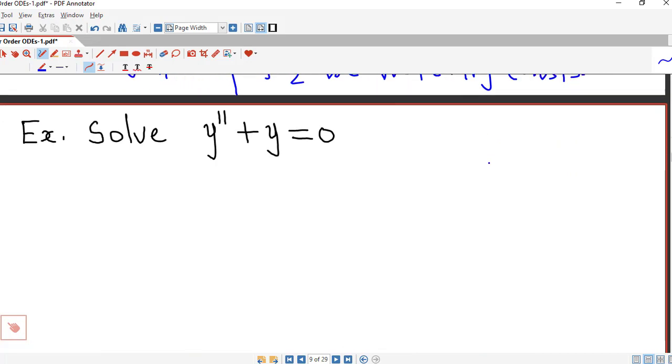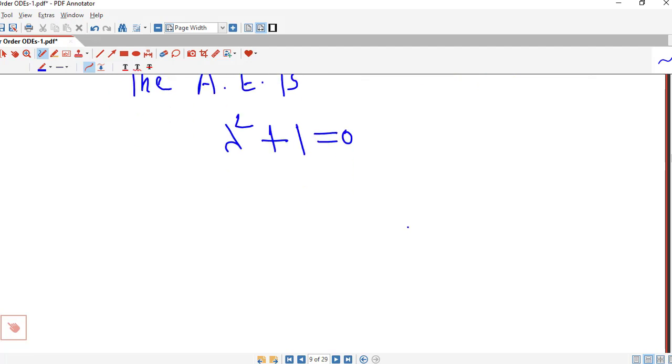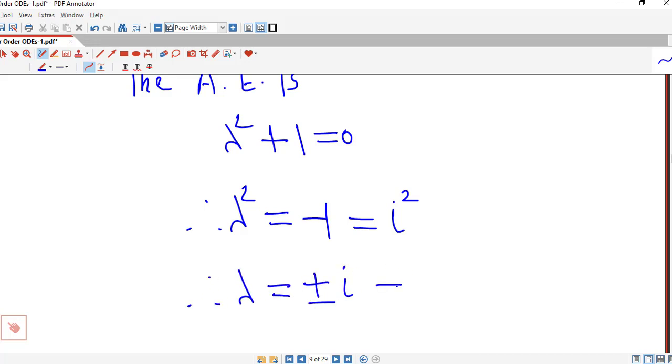We consider one more problem. We are asked to find the solution of y double dash plus y equal to 0. So first we write down the auxiliary equation. We replace y double dash by lambda square and y by 1, so we have lambda square plus 1 equal to 0. Therefore lambda square is minus 1, and minus 1 we can rewrite as i square. So lambda equals plus or minus i.